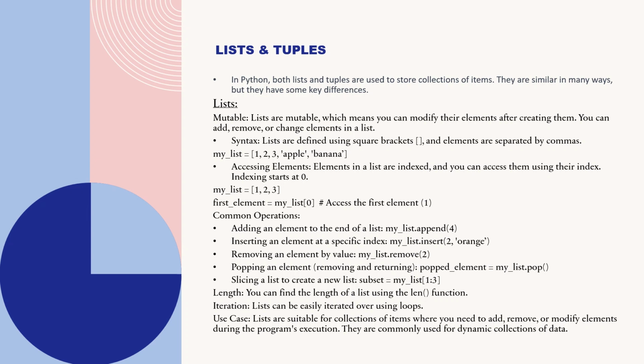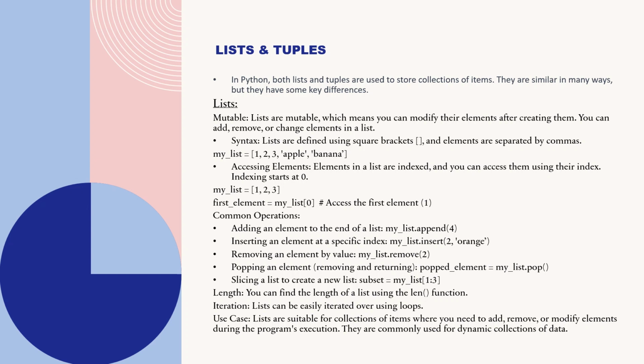Common operations: adding an element to the end of a list, my_list.append(); inserting an element at a specific index, my_list.insert(2, "orange"); removing an element by value, my_list.remove(); popping an element, removing and returning: popped_element = my_list.pop(); slicing a list to create a new list: subset = my_list[1:3]. Length: you can find the length of a list using the len function.